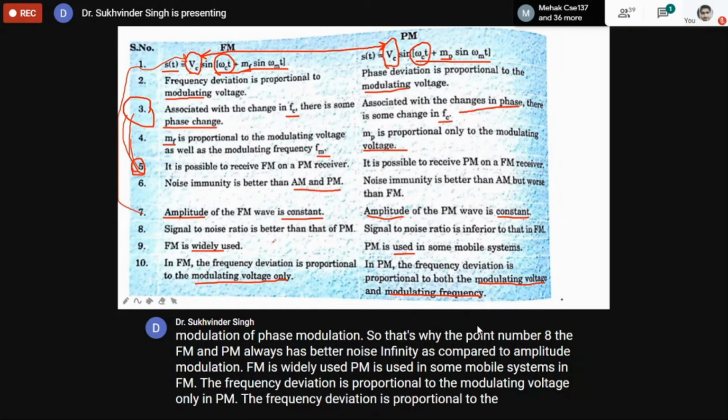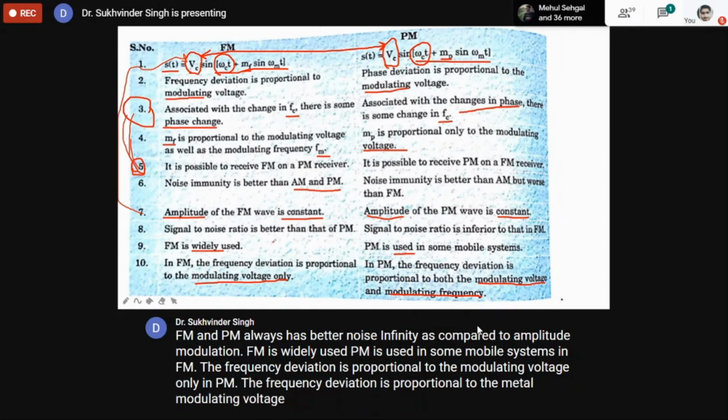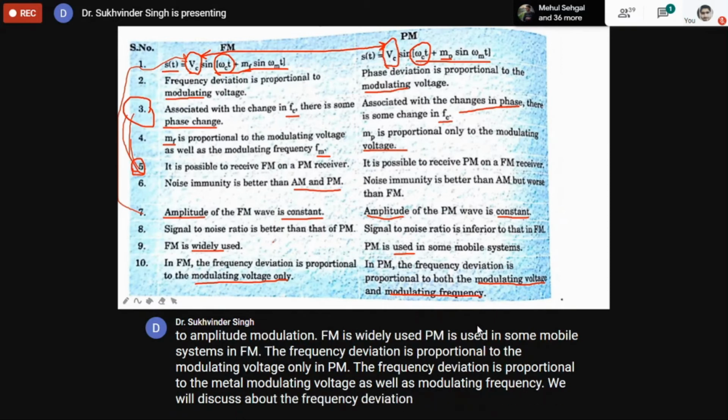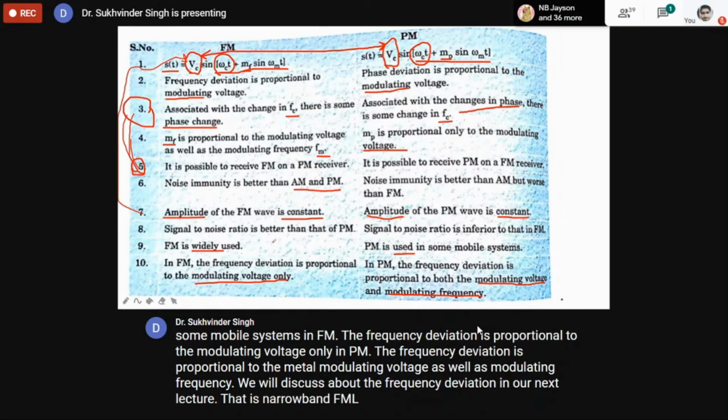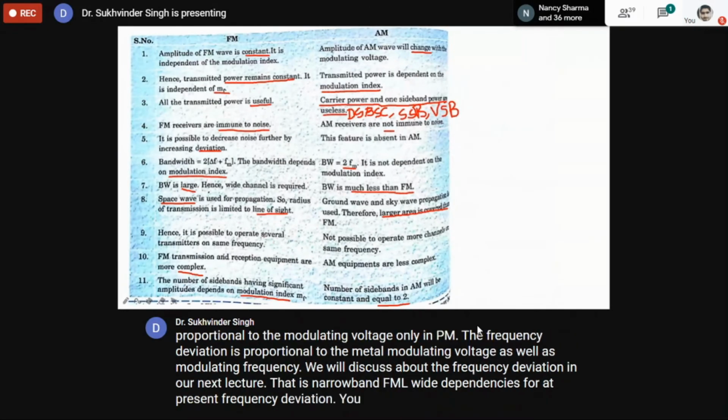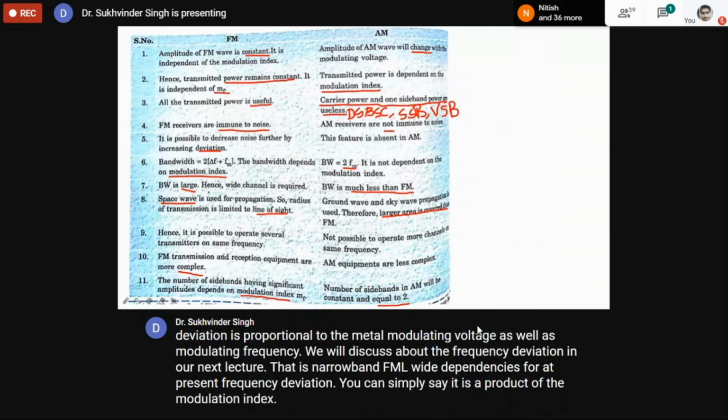For the present, frequency deviation you can simply say is a product of the modulation index for phase or frequency multiplied by the maximum amplitude of the modulating signal. In a similar way, we can compare frequency modulation and amplitude modulation also. This is the last slide for today's lecture.